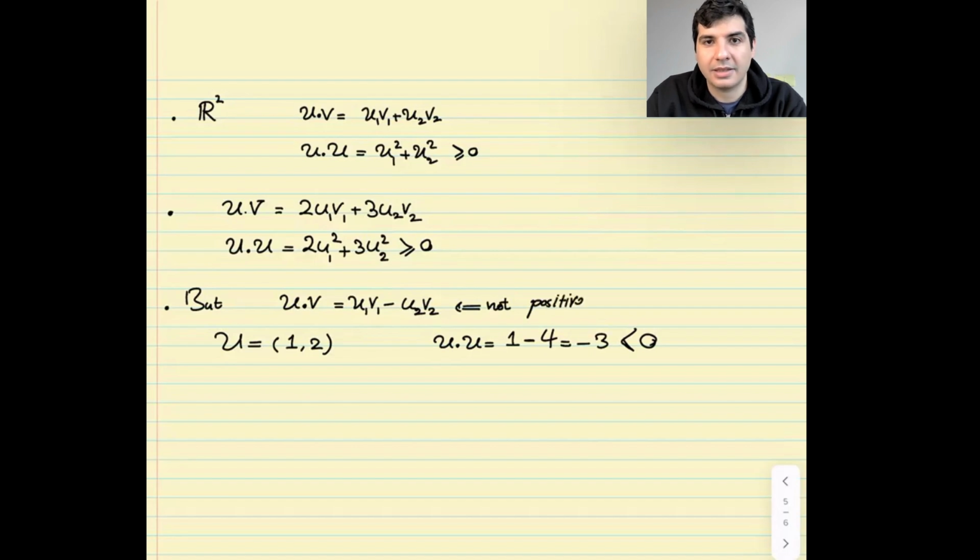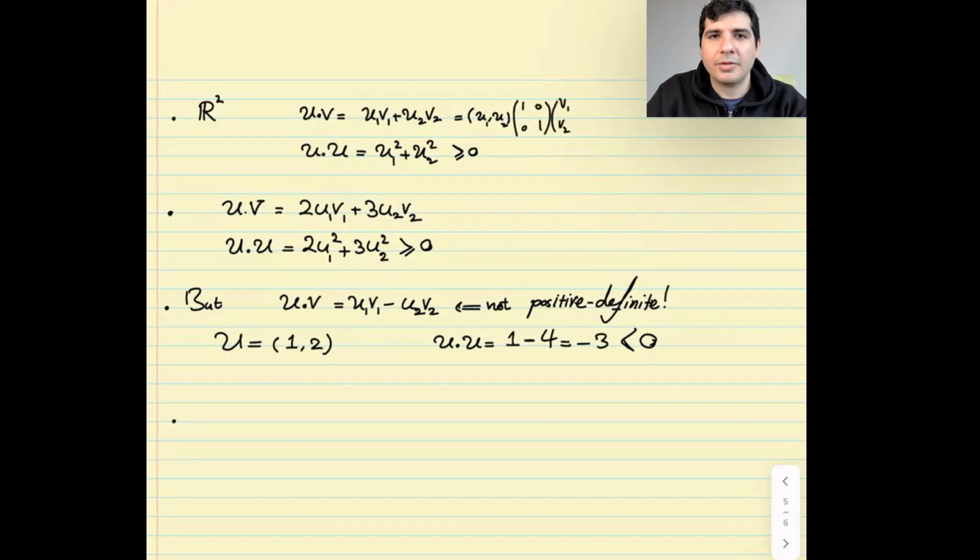Therefore, this is not an inner product, right? So for us, the definition of an inner product is a positive definite, symmetric, and bilinear product on vector spaces. Okay, great. So going through these examples, we have a basic understanding. It would be good for you to check that these are in fact symmetric and bilinear.